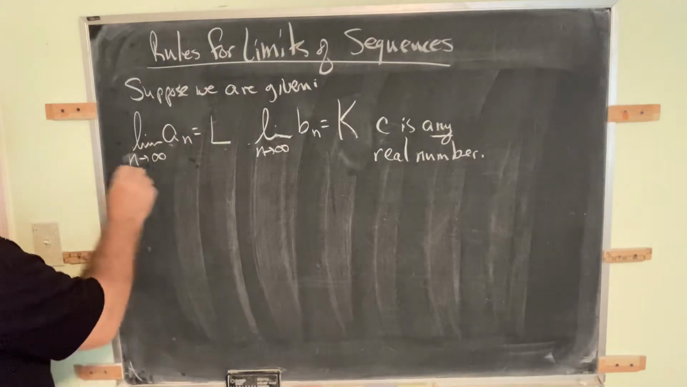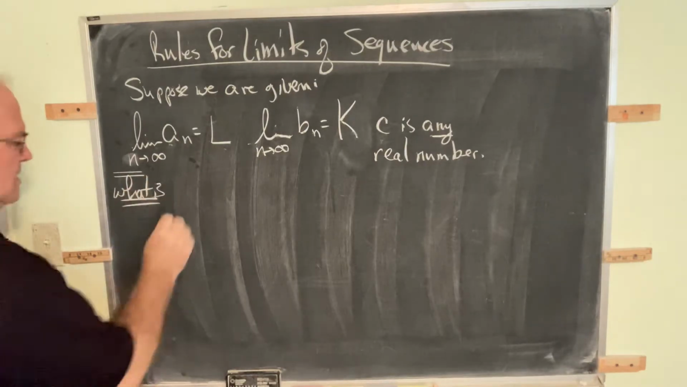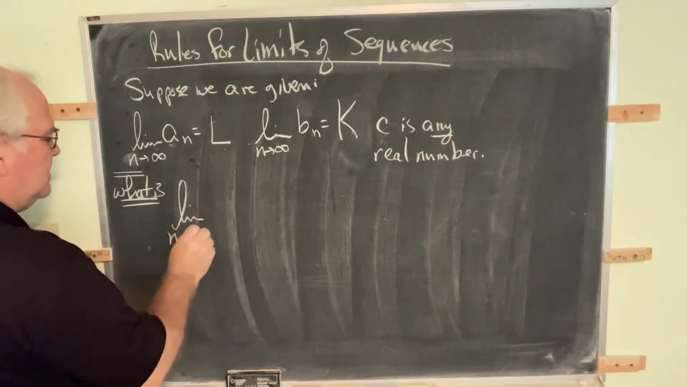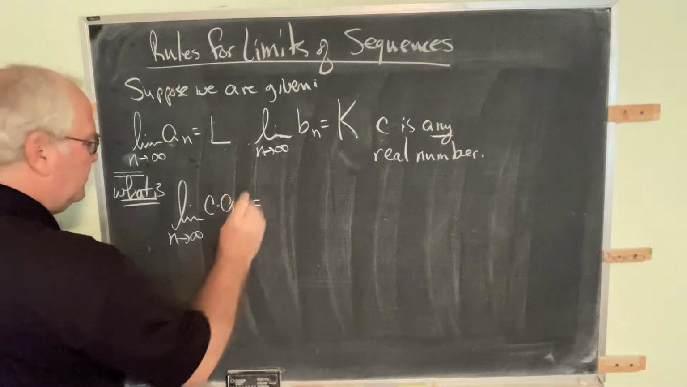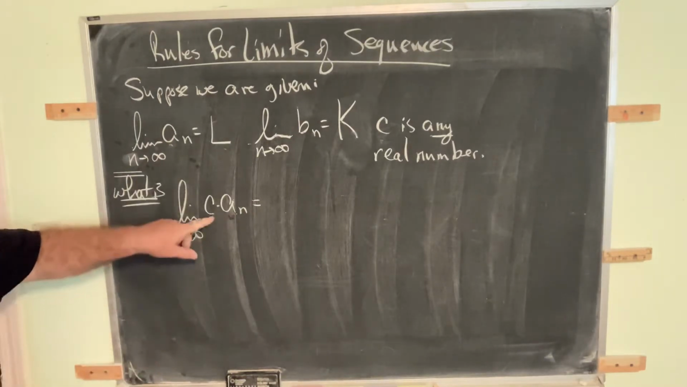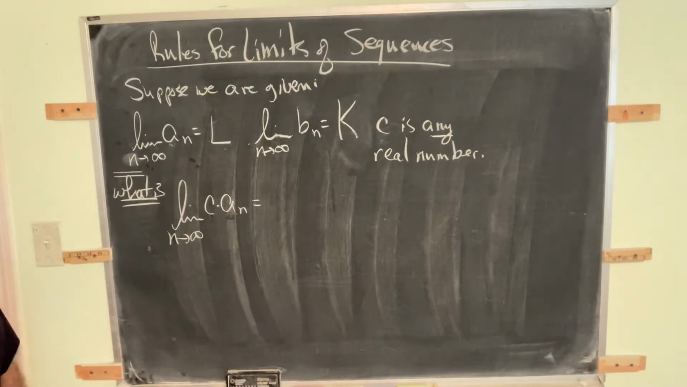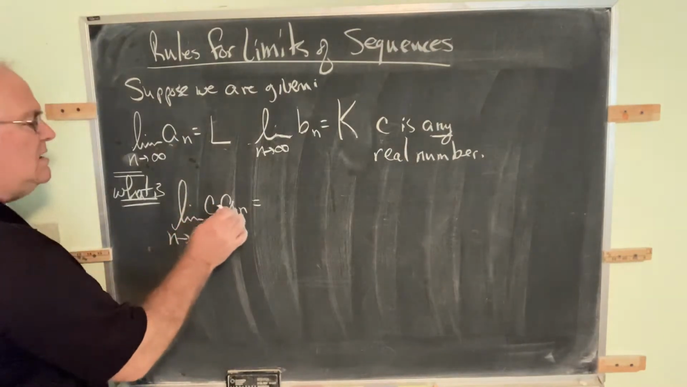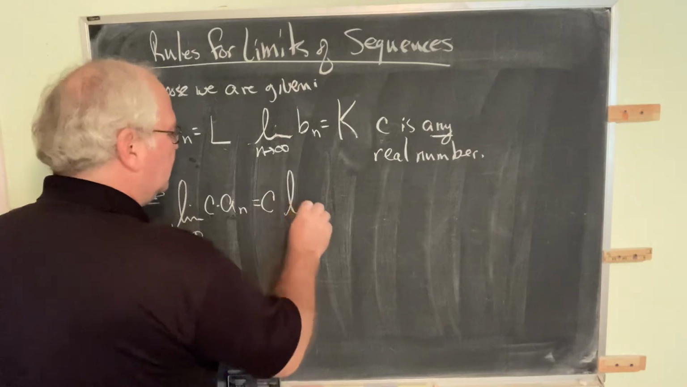So piece number one, what is the limit as n goes to infinity of C times An? If I have a sequence with a constant multiplier, the question is, what does the constant multiplier do? The constant multiplier multiplies along. And so if I take C times the function and evaluate the limit, it's the same thing as C times the limit.